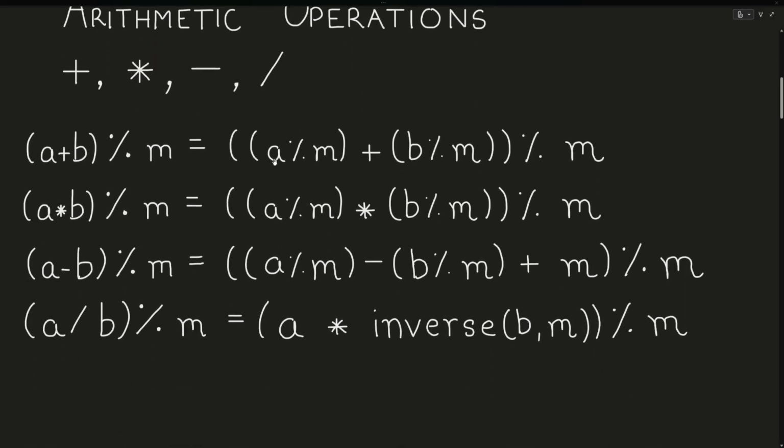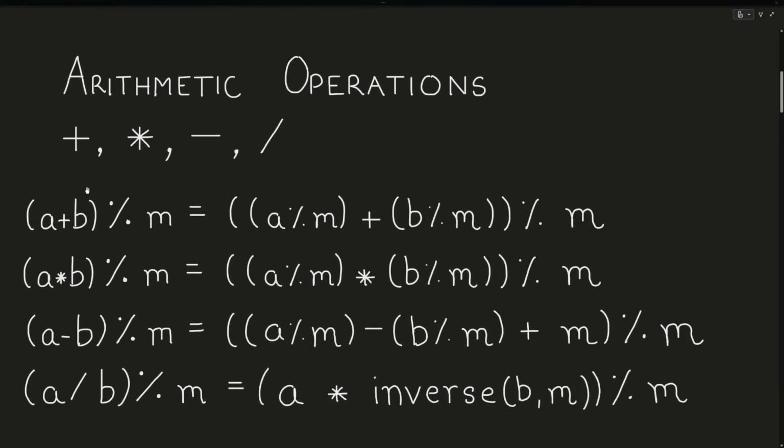So coming back to modular arithmetic, we can define it as arithmetic dealing with remainders. And the arithmetic operations would be addition, multiplication, subtraction, and division. Now let's look at some properties. Here we can see that (a + b) mod m is equal to ((a mod m) + (b mod m)) mod m.